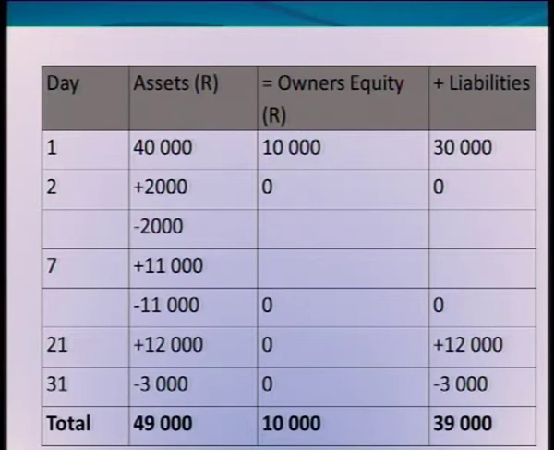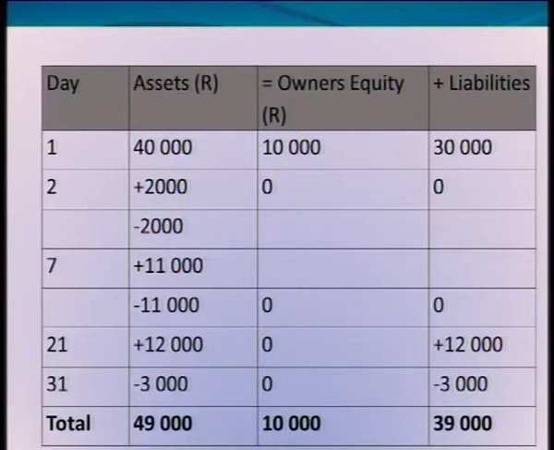Day number 7, 11,000 increase on your assets and 11,000 decrease on your assets, simply because 11,000 was used to purchase inventory and 11,000 was also used by the company to purchase. So the fact that you used your company money, your bank decreased with 11,000, but then your inventory increased with 11,000, which is an asset.